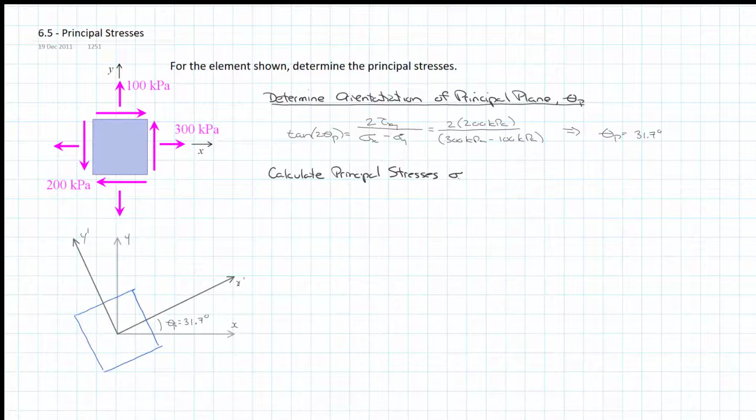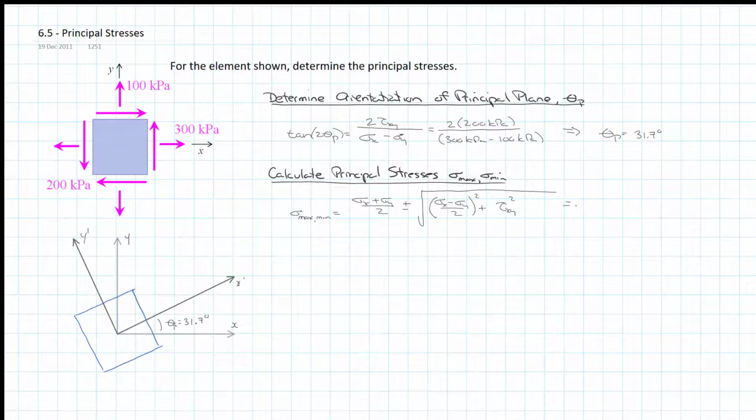They can be sigma 1, sigma 2, sigma max, sigma min. Different nomenclatures are used in different places, all meaning the same thing. Our sigma max, min is equal to sigma x plus sigma y divided by 2, plus or minus the square root, it's a big one, of sigma x minus sigma y over 2, squared, plus tau xy, all squared.